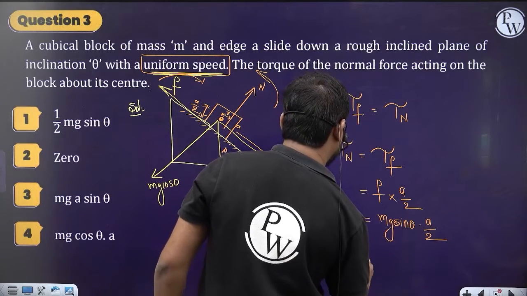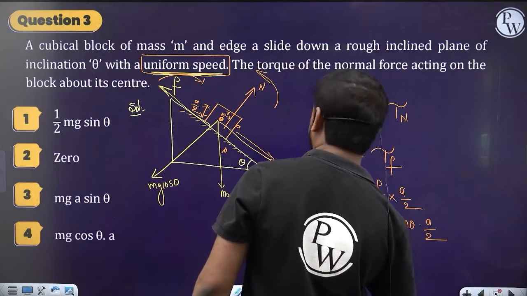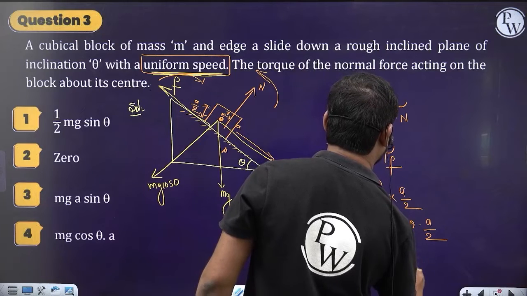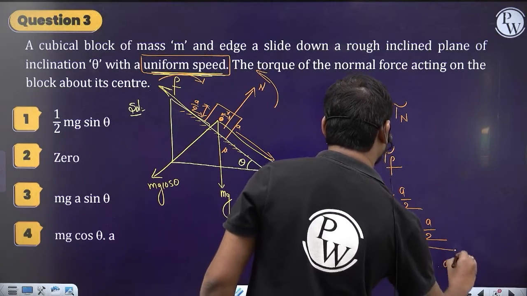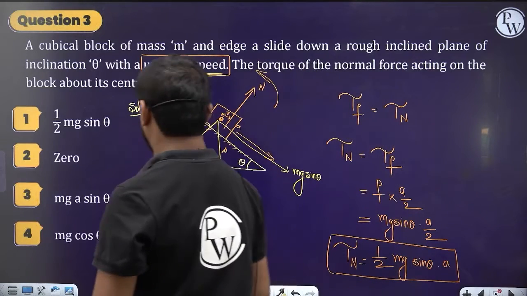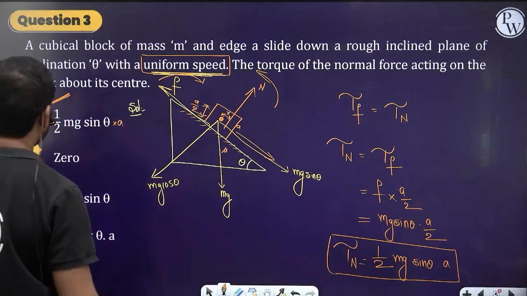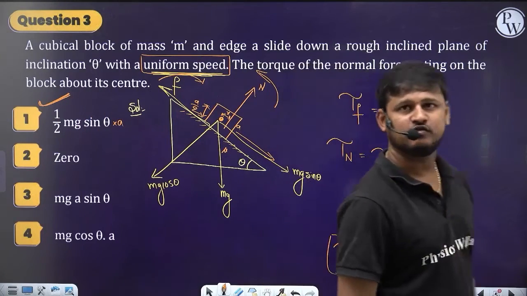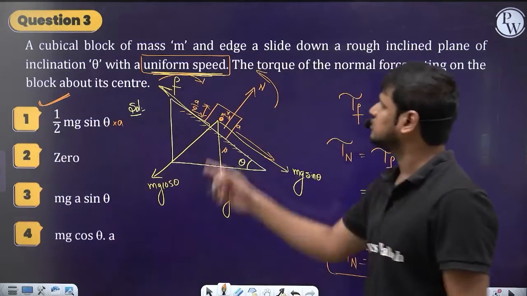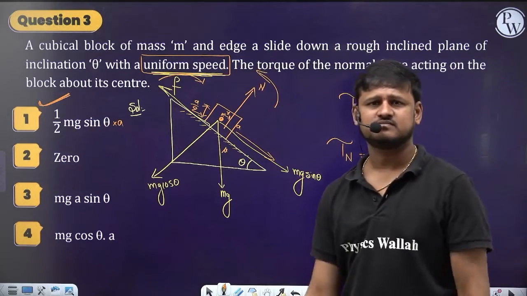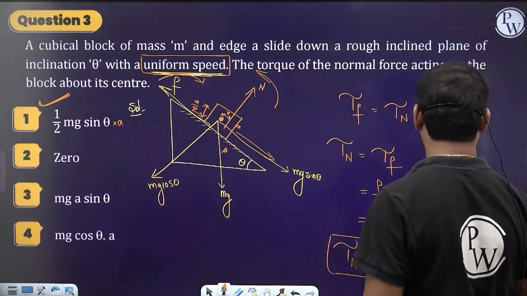Therefore, the torque due to normal will be equal to half into mg sin theta into A. That is the correct answer. So check the options; half into mg sin theta into A should be there. A should be there because the cube side is length A. Clear guys? Understood this question? Chalo, next.